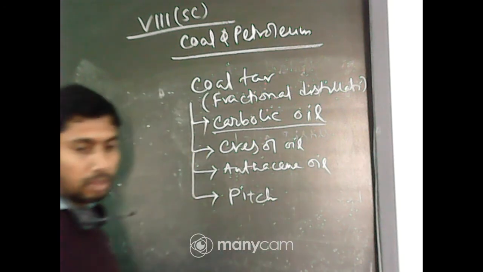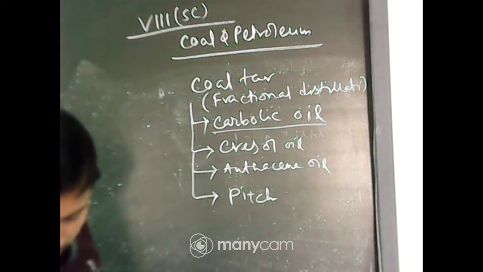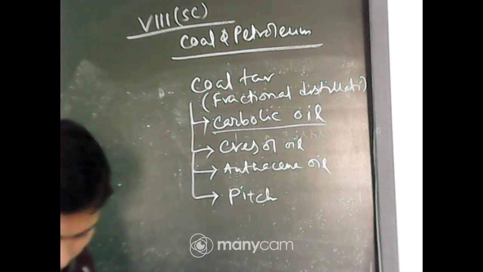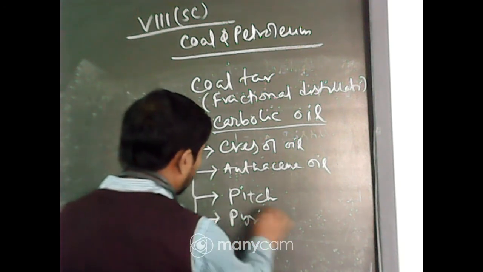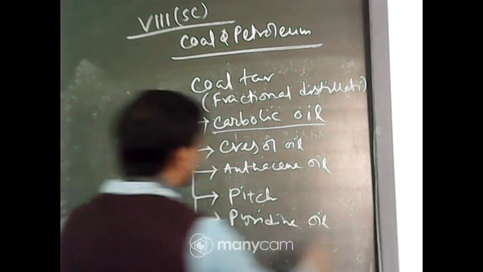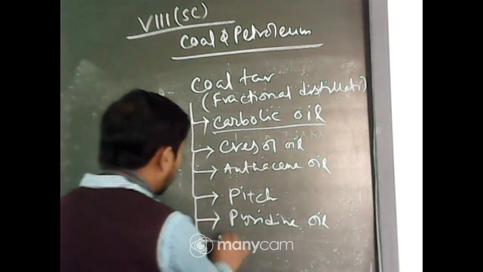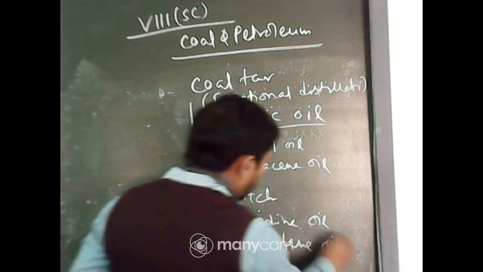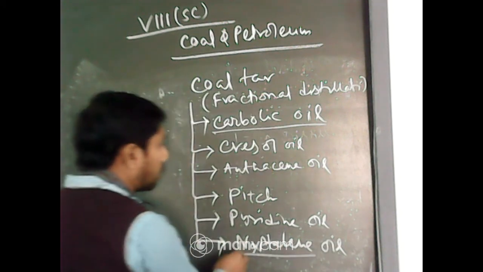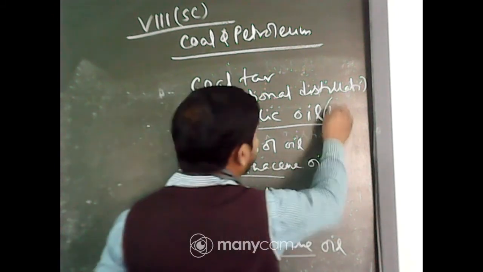Pitch, which was earlier used for surfacing the roads. Pyridine oil. So these are all different substances, and they also have industrial applications. Naphthalene oil. So we know the smell of naphthalene, but we don't know the smell of anthracene. Carbolic acid, that in general name is phenol.